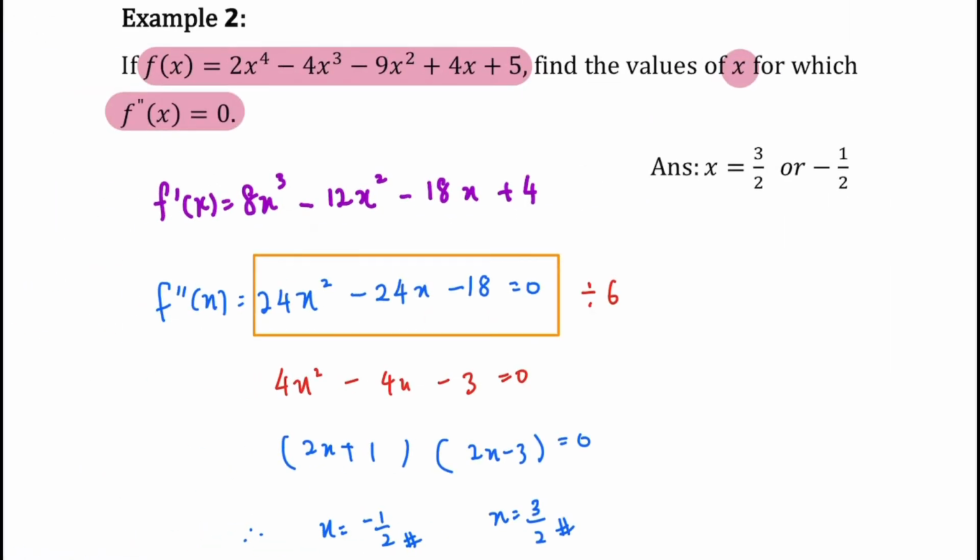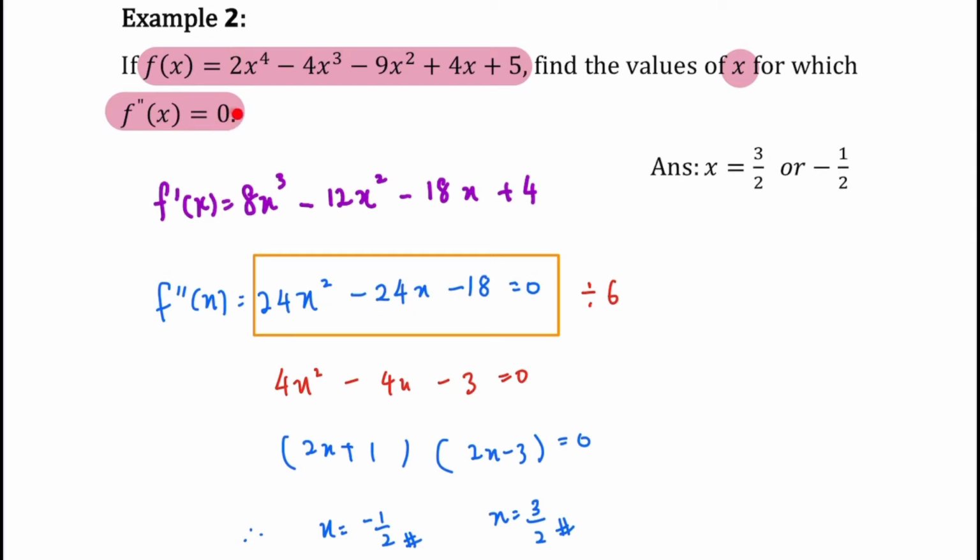Now let's see example 2. If f(x) is given as this, find the value of x for which f double prime is equal to 0. Therefore, this is your f. Let's find the first derivative first. So just use power rule, bring down the power reduced by 1. So this is your answer. So in order to achieve f double prime, you need to differentiate this again. So again, let's use power rule, bring down the power reduced by 1. So this is your answer.